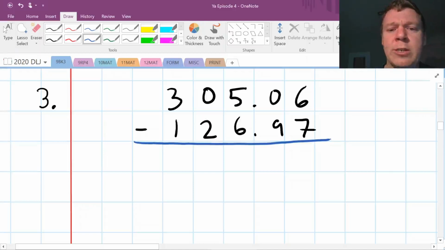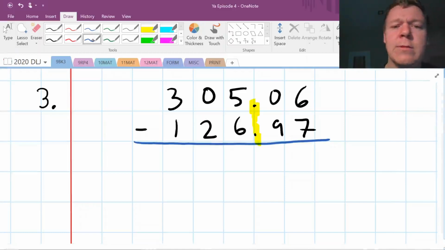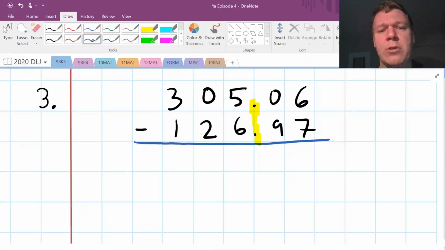So, subtraction, same thing. Line up your decimal points. If you want to do this by yourself, go ahead and do it. I'm going to try and talk through it nice and slowly. All right.